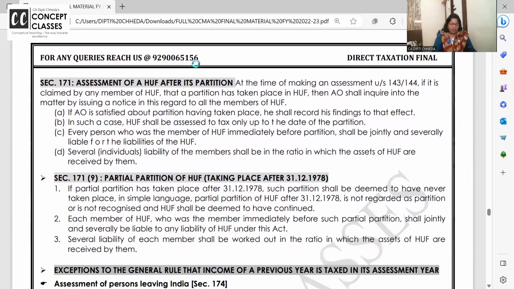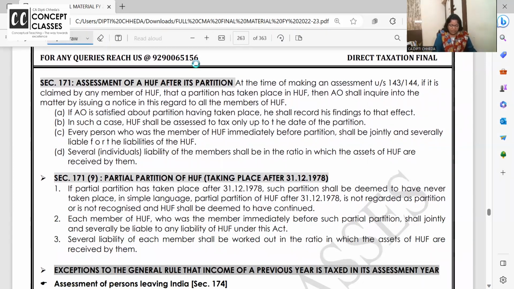Okay. Now, how do you pay the tax when there is a partition of the HUF? So partial partition, something is written here, write boldly here: not applicable.